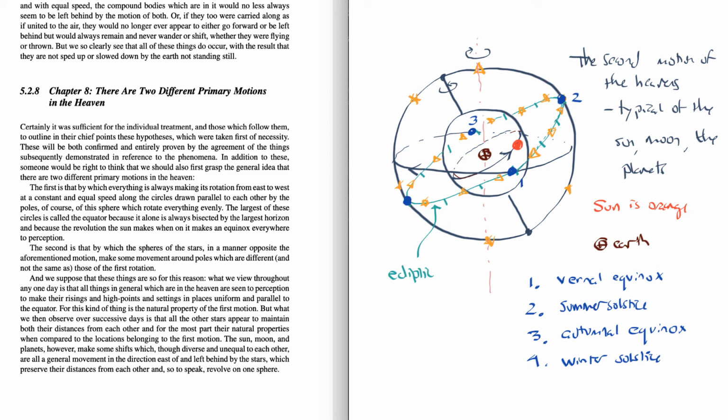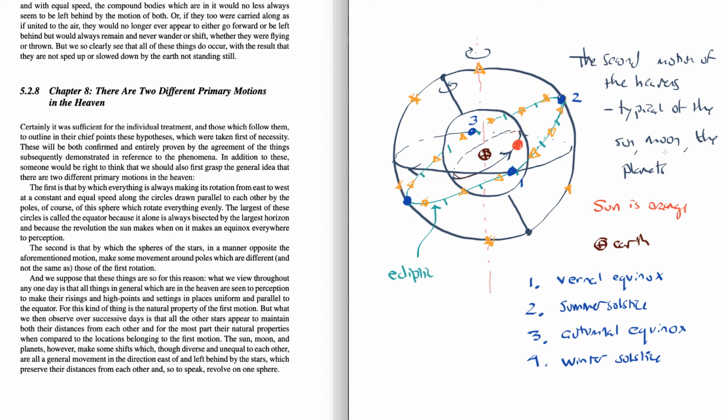Of course, the sun is not the only thing that does this. The moon does this as well, so one would need to have a more complicated diagram involving additional spheres, one on which the moon rides and other ones on which the various planets ride. But you can imagine how those might work in a similar way as this one. So this is what Ptolemy is reminding us of in his chapter 8.